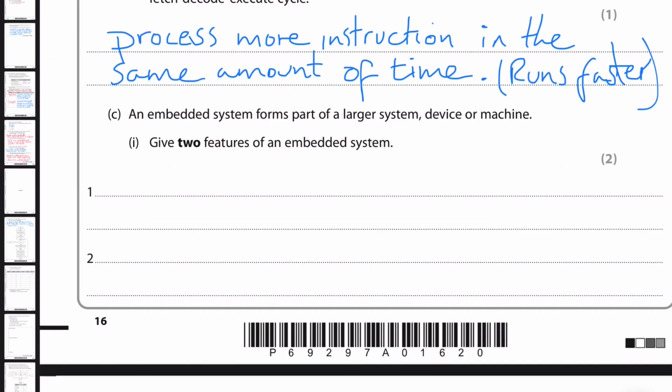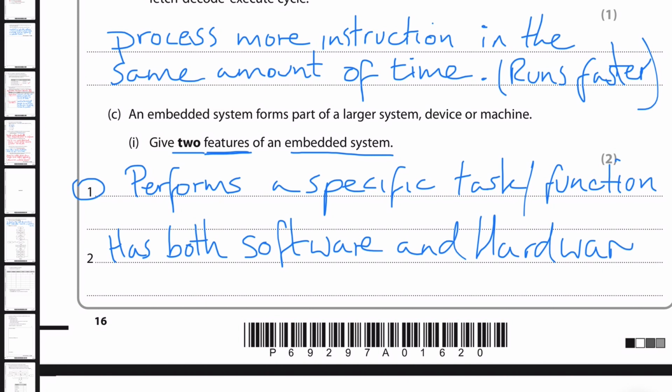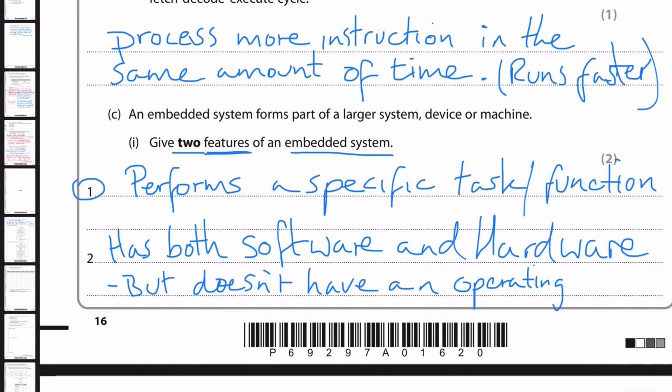An embedded system forms part of a larger system, device, or machine. Give 2 features of an embedded system. Okay, so what's an embedded system? It's maybe something you'd find in a washing machine, to do a specific task. So performs a specific task, a function. But what else does it do? 2 features. Has both software and hardware. But doesn't have an operating system, unlike a computer. It might have a minimal operating system, but generally speaking, it won't have an operating system. What else does it do?